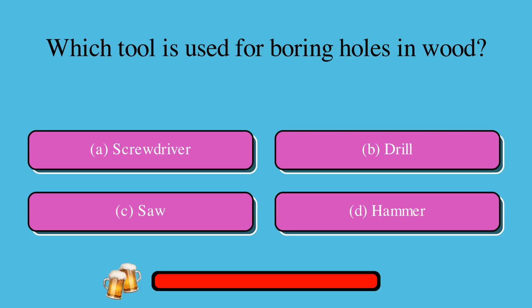Which tool is used for boring holes in wood? A. Screwdriver, or B. Drill, or C. Saw, or D. Hammer? The correct answer is B. Drill.